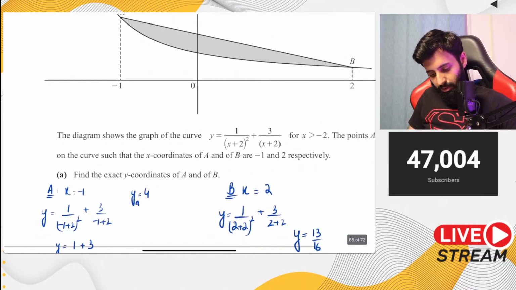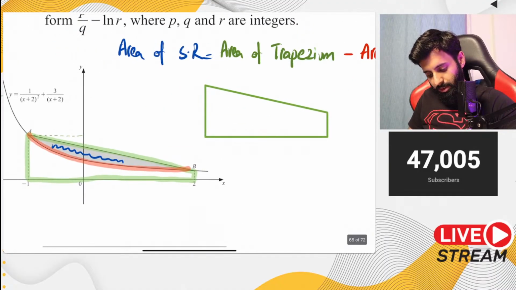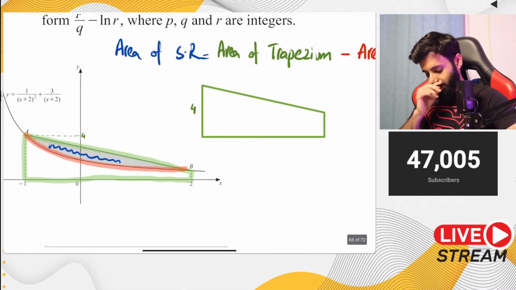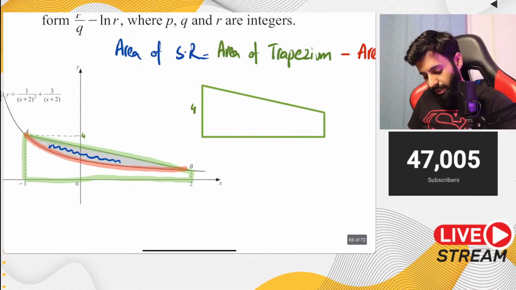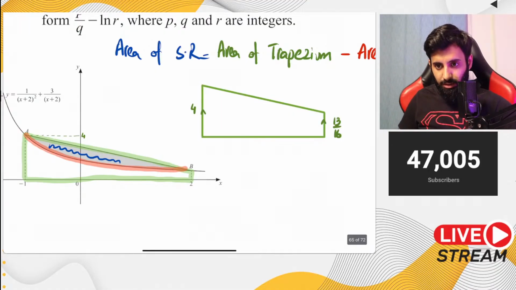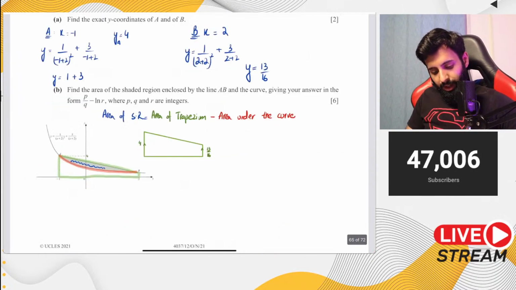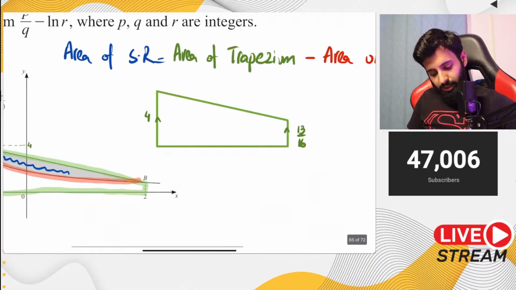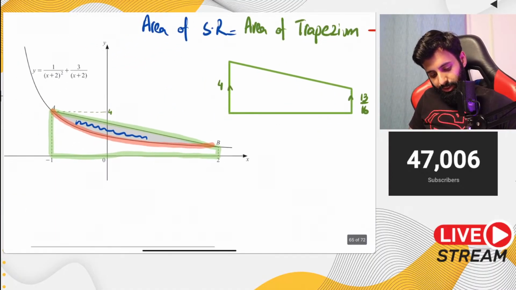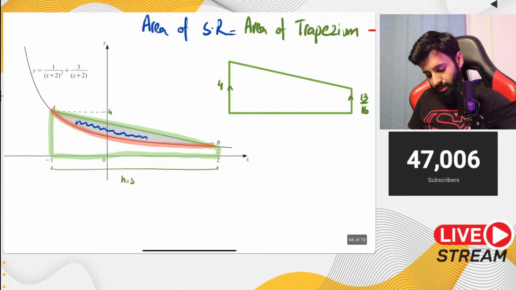Which turned out to be 4. The y coordinate of A turned out to be 4. Okay, so that means this is 4, and the other parallel length is going to be the y coordinate of B, which turned out to be 13 upon 16. Okay, that's what I wrote. Yeah, 13 upon 16. And then the height is basically stretching from -1 to 2. So that means the height of this trapezium is going to be 3. 2 minus -1, so it's going to be 3.